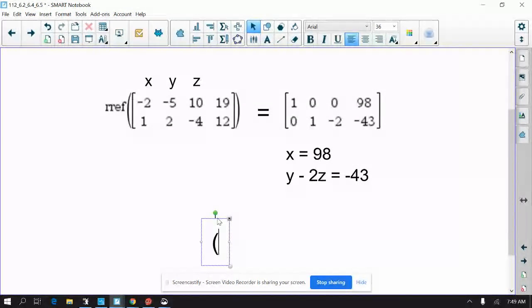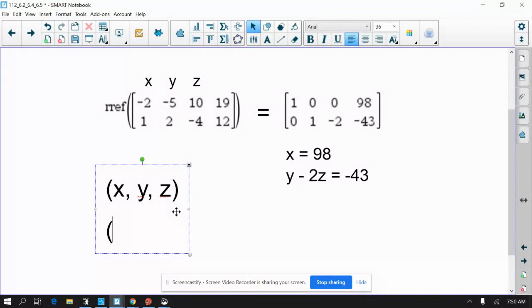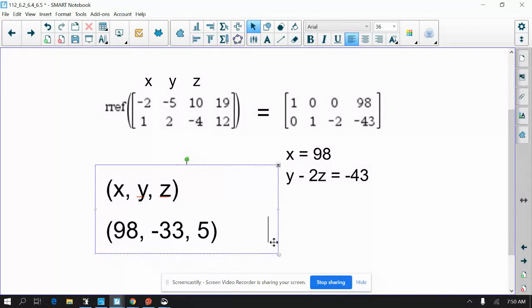So x, y, z. Maybe it'll help if we just pick, let's say x is 98. Let's have z equal 5. If z equals 5, then this is y minus 10 equals negative 43. So y would have to be negative 33 because negative 33 minus 10 is negative 43. So this is one solution, but that's just the solution when z equals 5. I could let z equal 6 and get a different one. And so you see, it all depends on what z is.